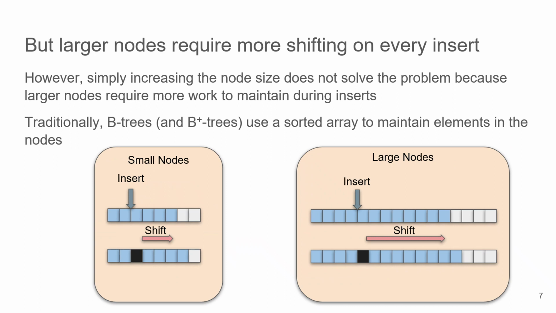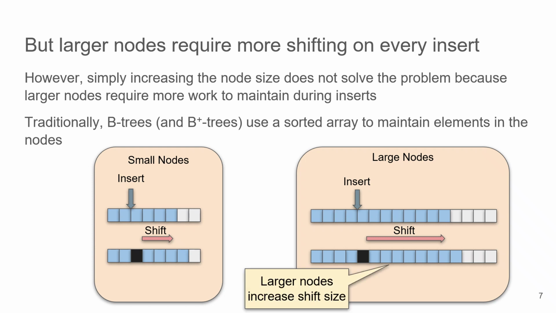However, if we make our nodes larger, this requires more work on inserts. Traditionally, B trees will use sorted arrays to maintain the elements inside the nodes. And so if we want to insert a new element somewhere inside the node, we need to shift over all of the elements to make room for that element. And if we have a small node, we don't need to shift over that many elements. However, if we increase the size of the nodes, we also increase the size of this shift.